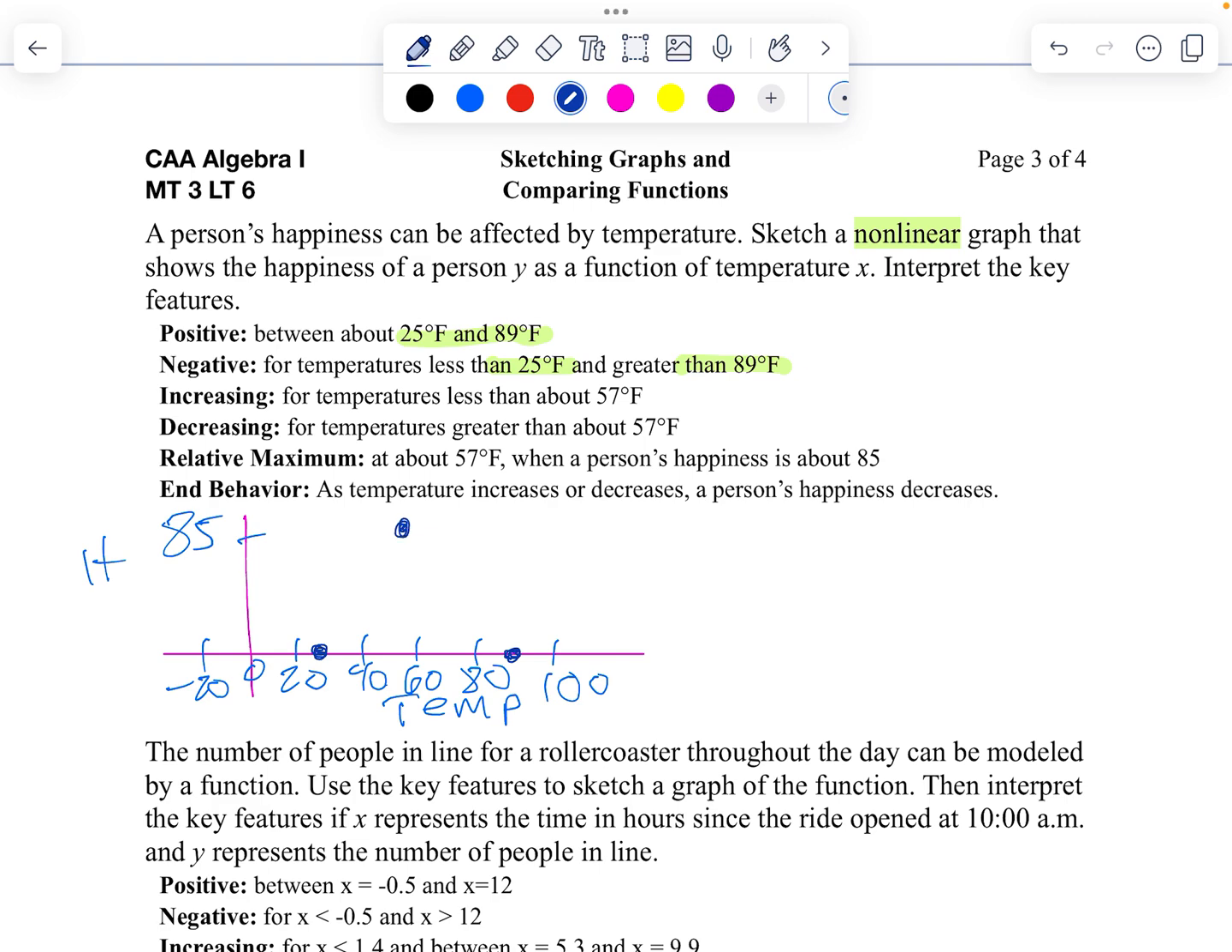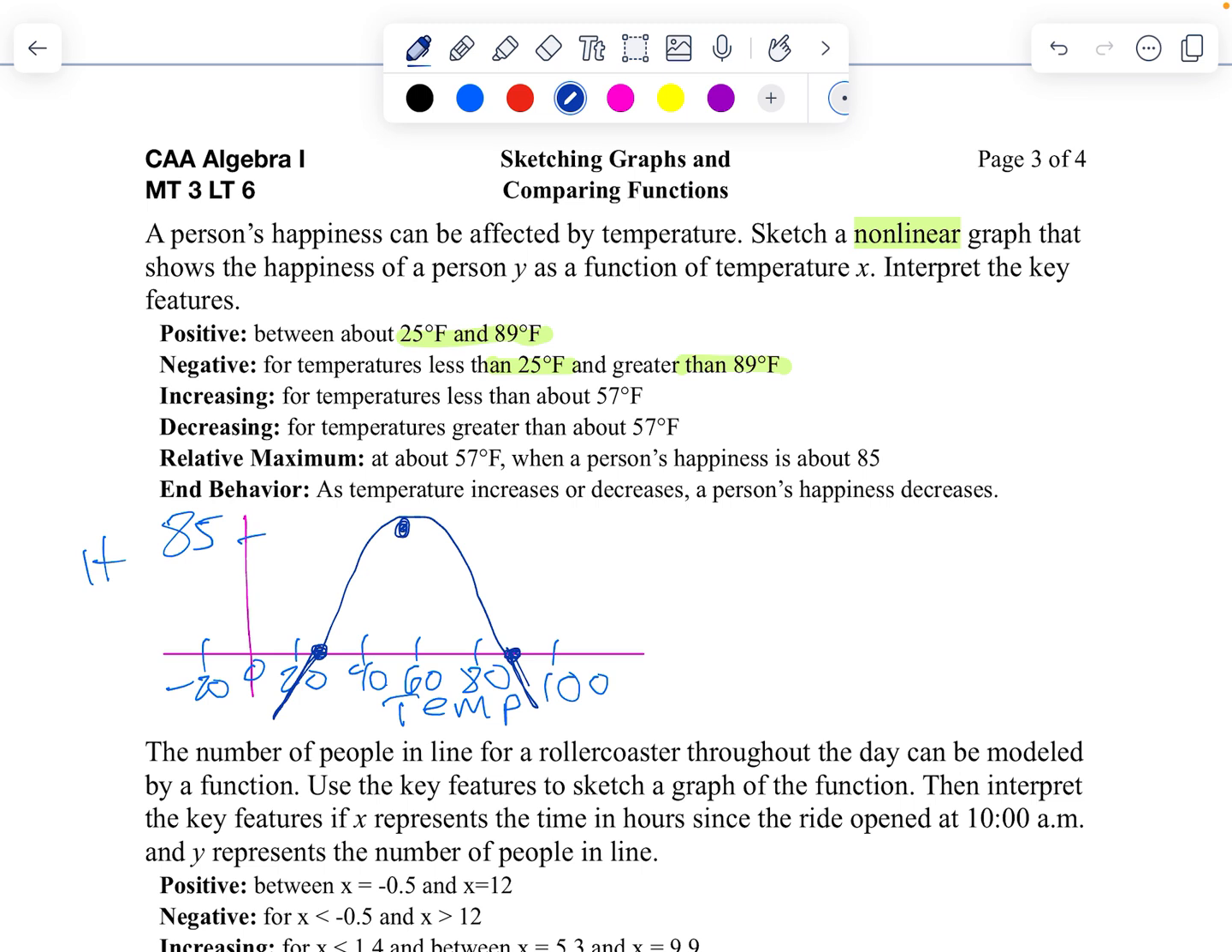And anything, when it's negative, anything less than 25 is going to be negative. Anything greater than, what would we say, 89, that's going to be negative. And then I've got a relative max here, so it's going to look something like that. And like I said, something like that. We're sketching a graph. We're not being exact.